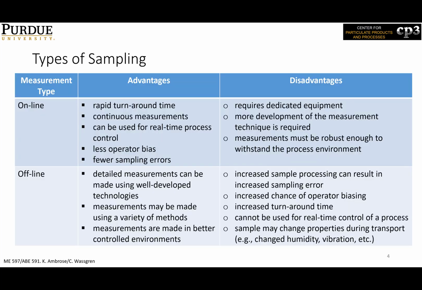Both these online and offline methods have their own advantages and disadvantages, and most of them are listed in this slide. But the major use of online methods is for real-time process control with less operator bias. But this method requires development of a technique that is reliable and will also require dedicated equipment that continuously characterizes the powder. While the offline method offers the advantage of making detailed measurements, you can use published standards and also well-developed technologies and specific instruments. But increased handling or processing will increase sampling error and also add additional bias. Each of these methods has its own advantages and disadvantages.